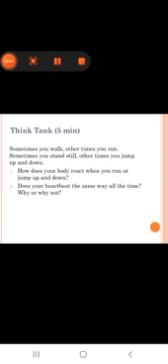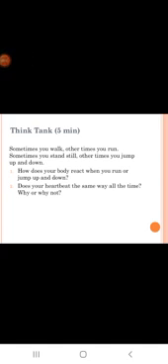Now, think tank. Sometimes you walk, other times you run. Sometimes you stand still, other times you jump up and down. How does your body react when you run or jump up and down? Think. Question number 2. Does your heart beat the same way all the time? Why or why not?